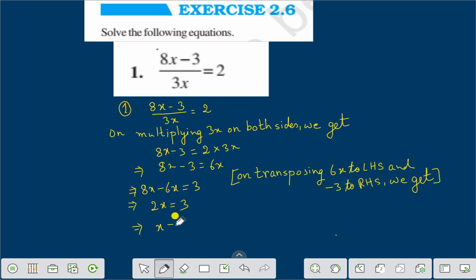That is, dividing both sides by 2, we are getting x is equal to 3 by 2. Therefore, the value of x is equal to 3 by 2.